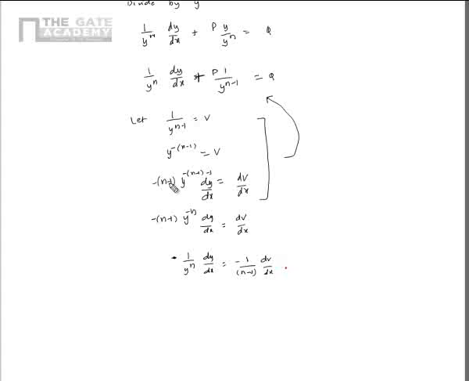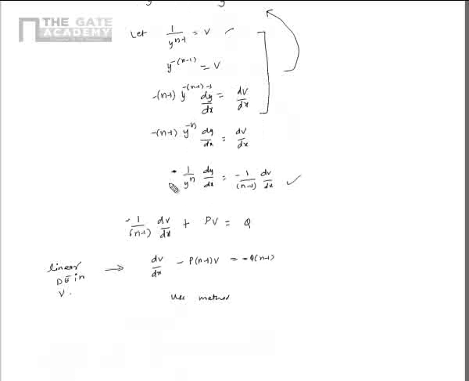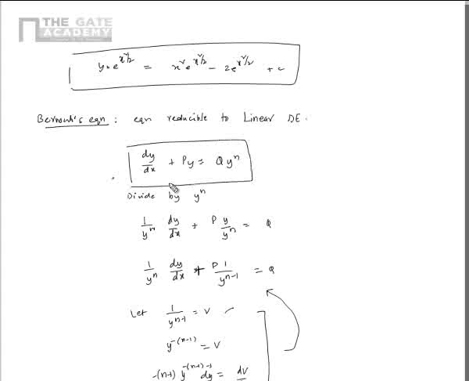Now substituting these expressions back in the given differential equation, this term we have already derived, so it comes out to be something like this, plus p, which is a function of x, times v equals q. Now you can observe that n minus 1 is a constant. So this is basically a linear differential equation in v. Only thing is the dependent variable has changed. So now we can just use the method discussed previously, that is the linear differential equation method. So an equation of this order can also be brought into a linear form.